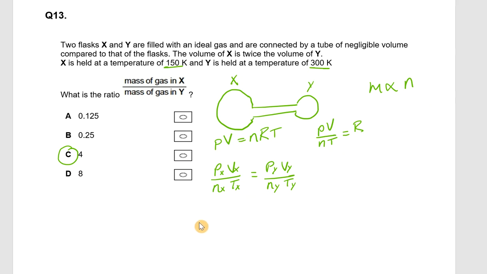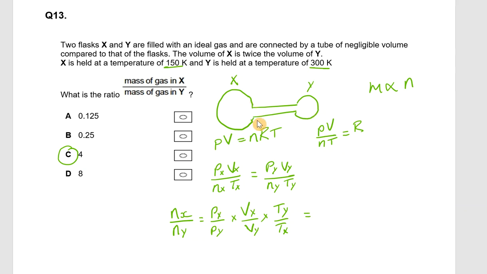So let's rearrange this equation now, and I can say the number of moles of X over the number of moles of Y is going to be equal to the pressure in X over the pressure in Y, multiplied by the volume of X over the volume of Y, multiplied by the temperature of Y over the temperature of X. So let's put some numbers in here.